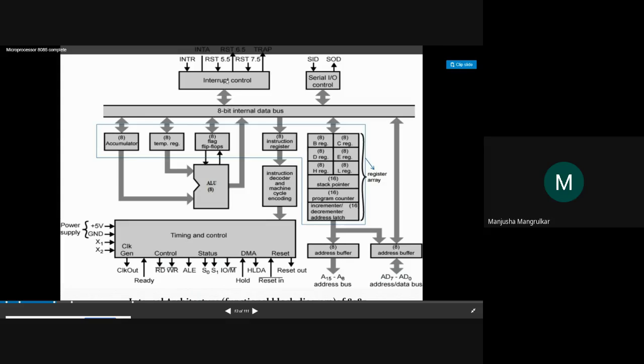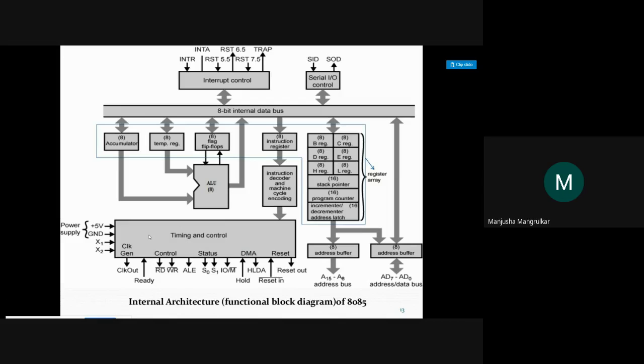So what are the units in the microprocessor? Interrupt control, serial input output, and the timing and control. Timing and control: as this is your 40-pin chip, there are plus and minus, ground and VCC. X1 and X2 are the clock signals. So clock generation out: whatever clock is generated, the same frequency with the same clock pulse, your input and output devices also run, because while you are transferring data, those devices should be ready with the same clock pulse.